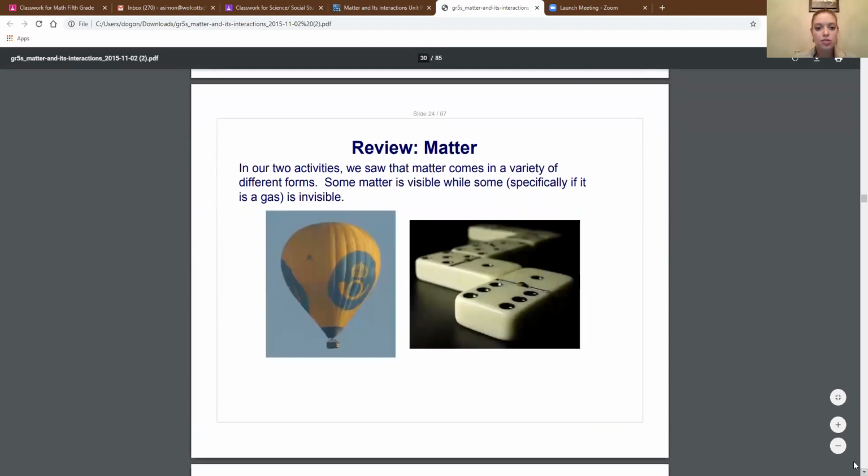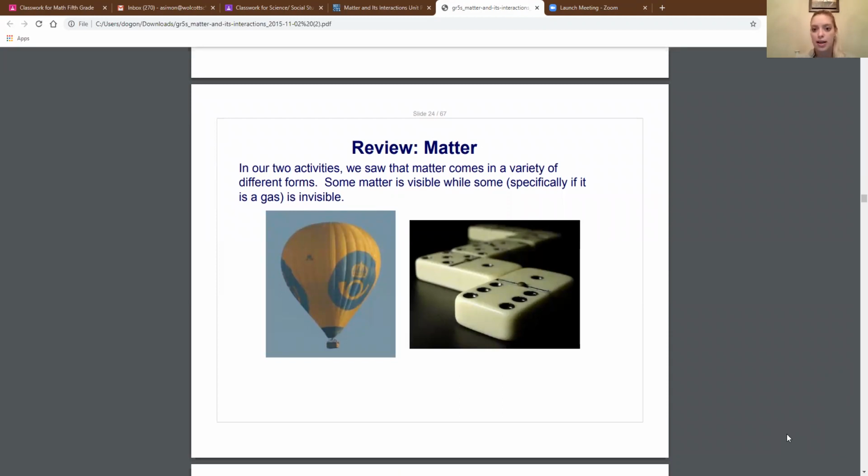All right, so moving along. Remember yesterday we saw that matter comes in a variety of different forms, like I just talked about. It can be visible, it can be invisible, it comes in solid, liquid, and gas form. So we see in this hot air balloon, inside this balloon, we have air, which is a type of matter in gas form. These dominoes are solids. So solids, liquids, and gases are all matter.